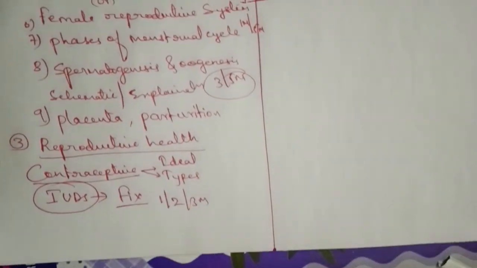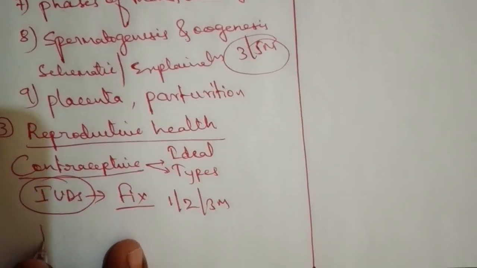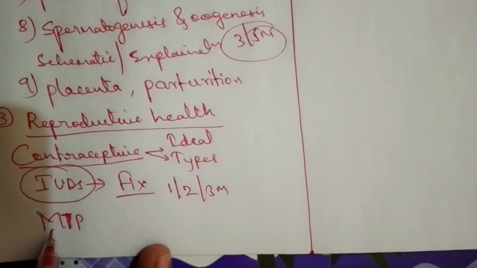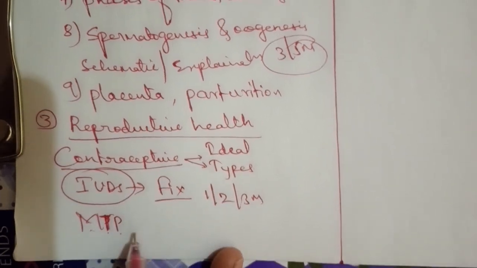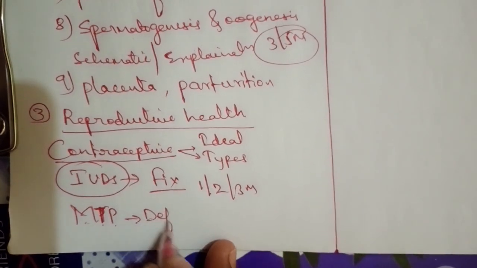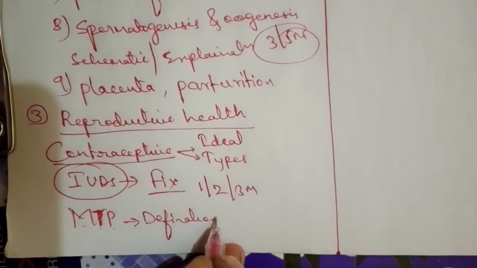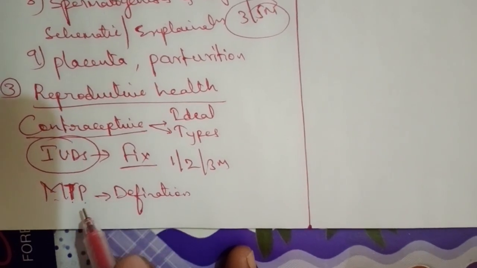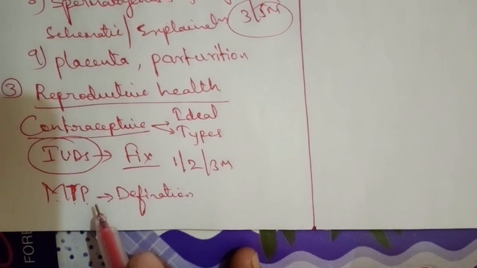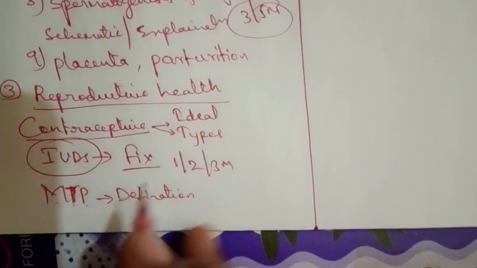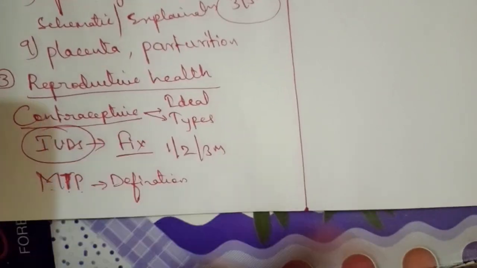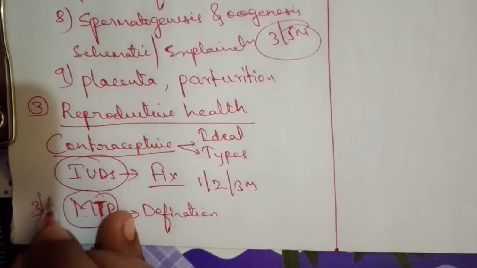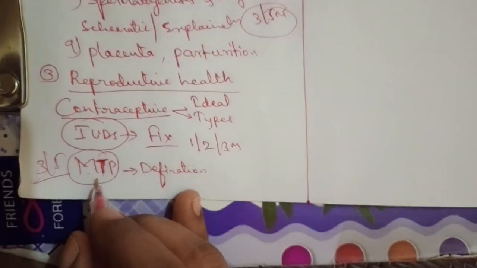Followed by that, the next question is based upon MTP. MTP stands for medical termination of pregnancy. Here again they can ask the definition, along with the safer period, the riskier period, the importance of MTP, how it has been developed through the government, and what the restrictions are. So you can get either a 3 or 5 marks question based upon MTP.